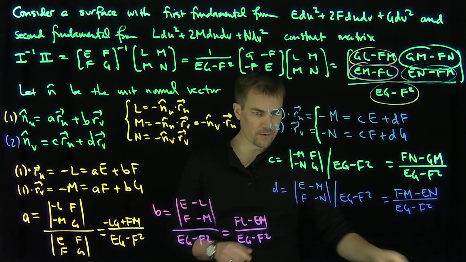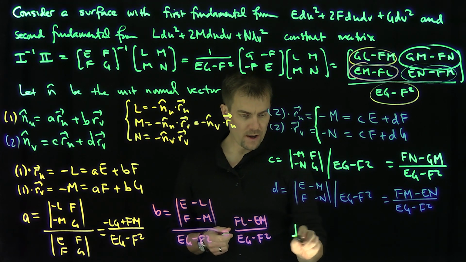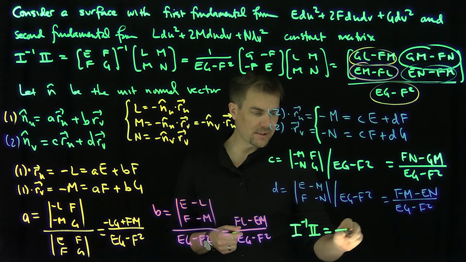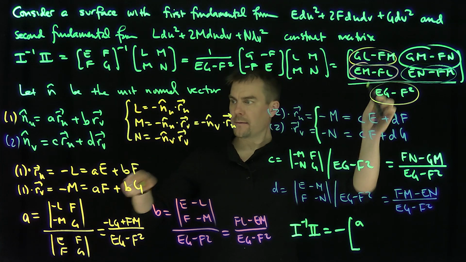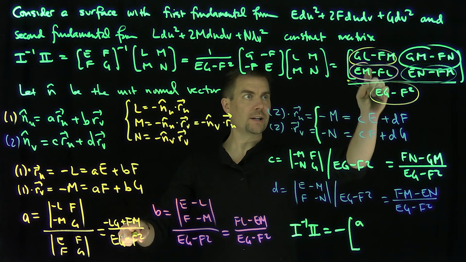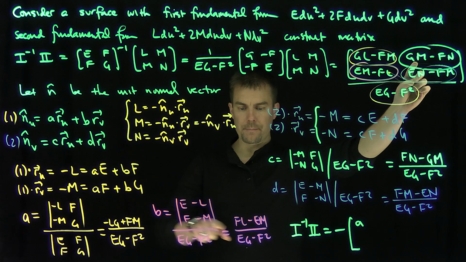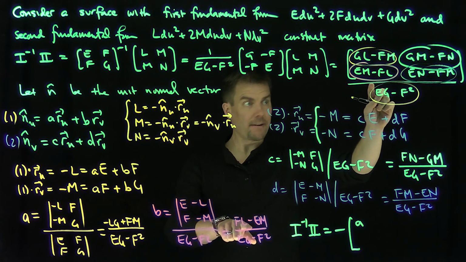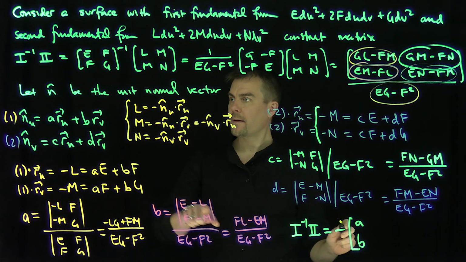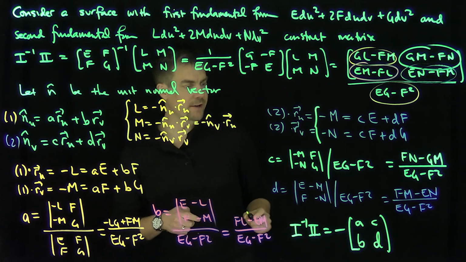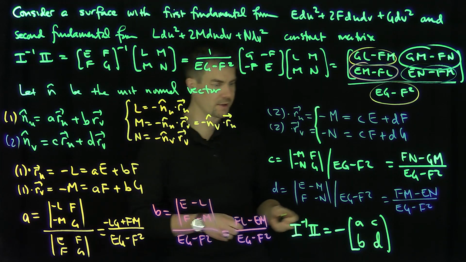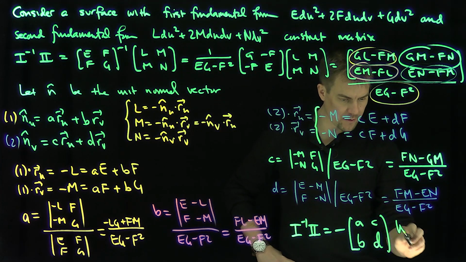So our conclusion is the following. Our conclusion is that the inverse is the opposite of this matrix. I have an A over here. That's A. Let's look over there to make sure that's A. That's LG minus FM, good. Now the B is EM minus FL, so the B goes down over here. And then the C goes over here, and the D goes over here, right? And so this coefficient matrix over here is called the Weingarten Matrix.